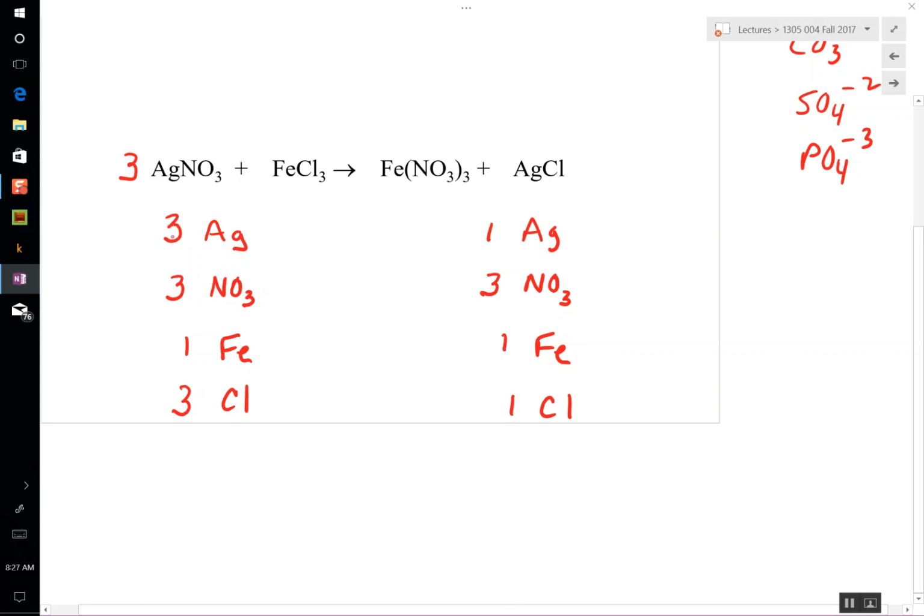That gives me 3 silvers. So that knocks the silvers out of whack, but just hang on. Story's not over. We're not into the last scene of the play yet. So we have our nitrates balanced. We now have 3 silvers. We only have 1 silver there. So how do I get the silvers balanced? Put a 3 in front of the silver. And what does that do to the chloride? 3. Is that good? Is it all balanced?